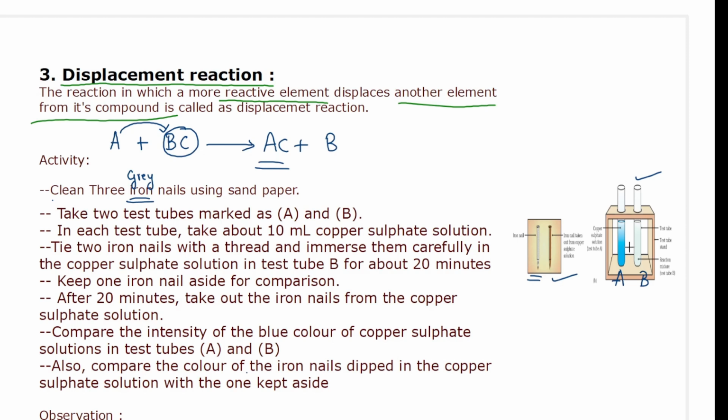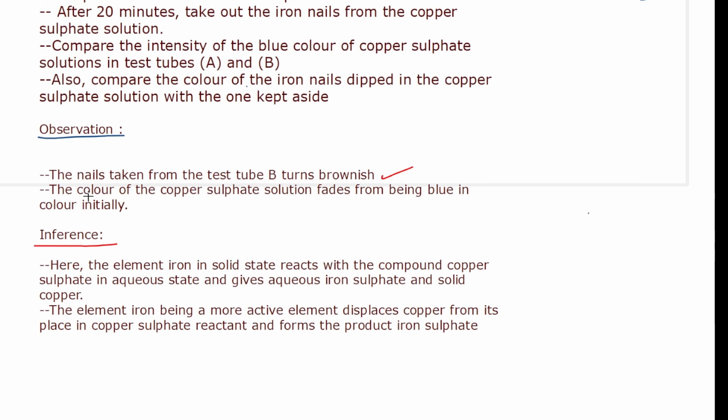The color of the copper sulphate solution is blue, but now there is no copper sulphate solution. The iron has displaced copper from its solution to form iron sulphate, which is green in color. The color of the copper sulphate solution fades from being blue initially to green. This green color is due to formation of iron sulphate.